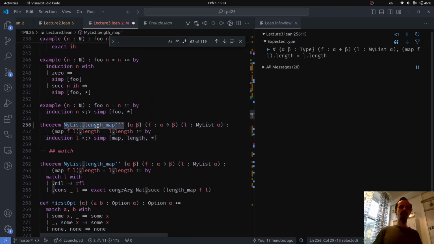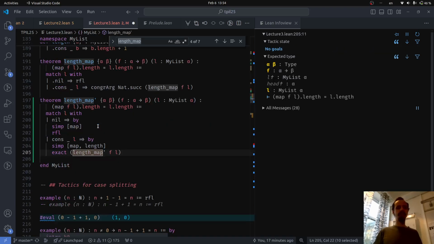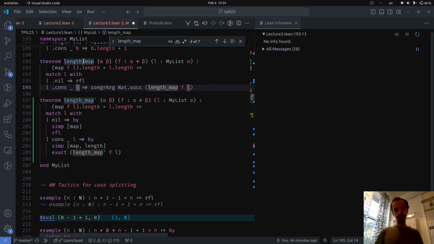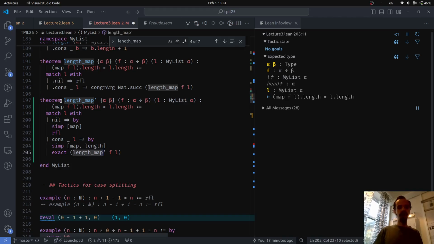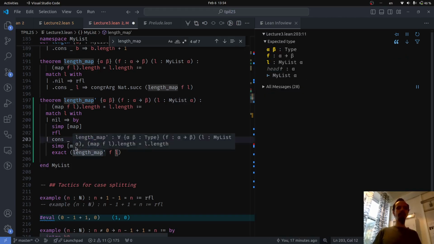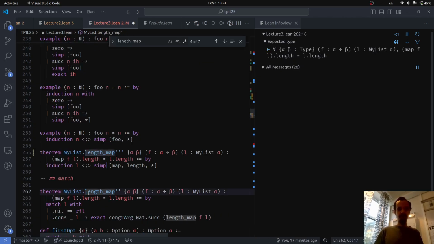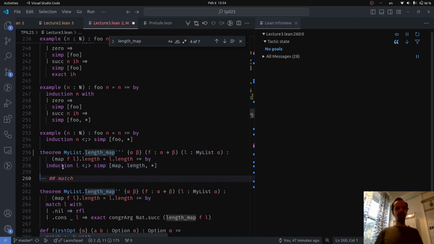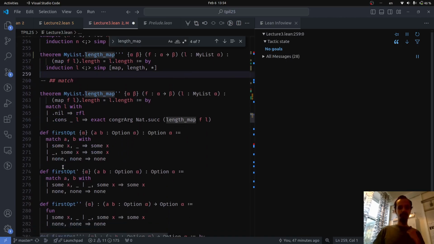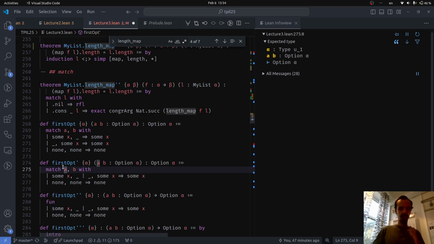Similarly, for the length map theorem from before, rather than doing this kind of proof, because the proof amounts to unfold map, unfold length, and then use the inductive hypothesis, I can just write simp map length and star, and prove it in one line using this trick.